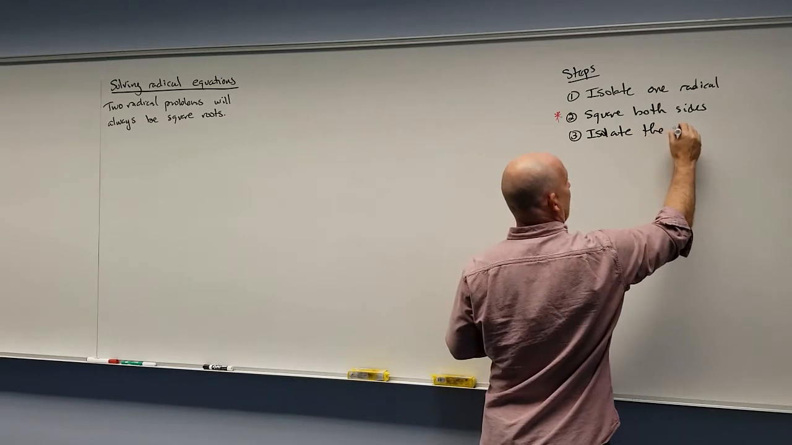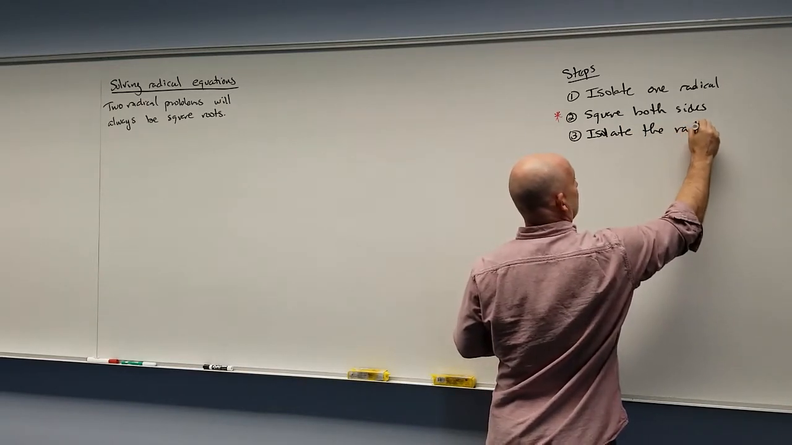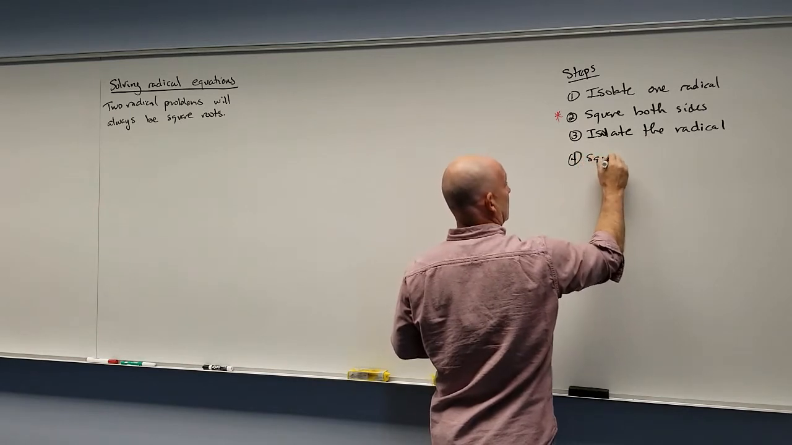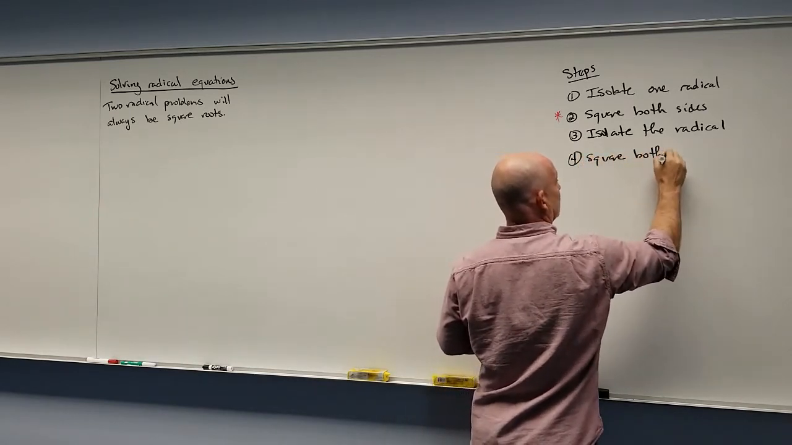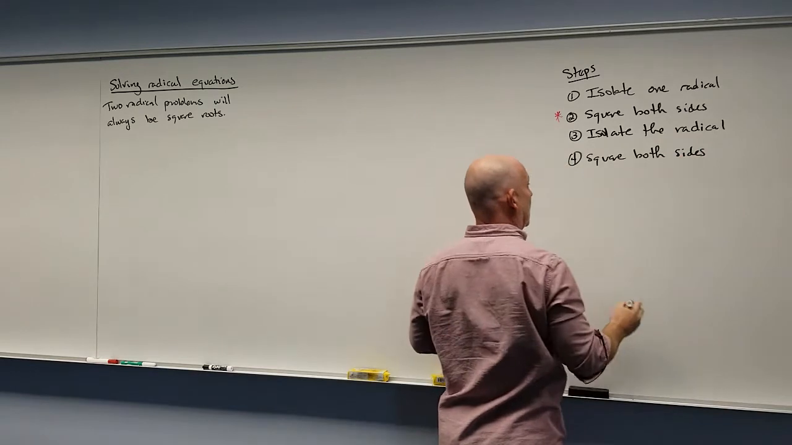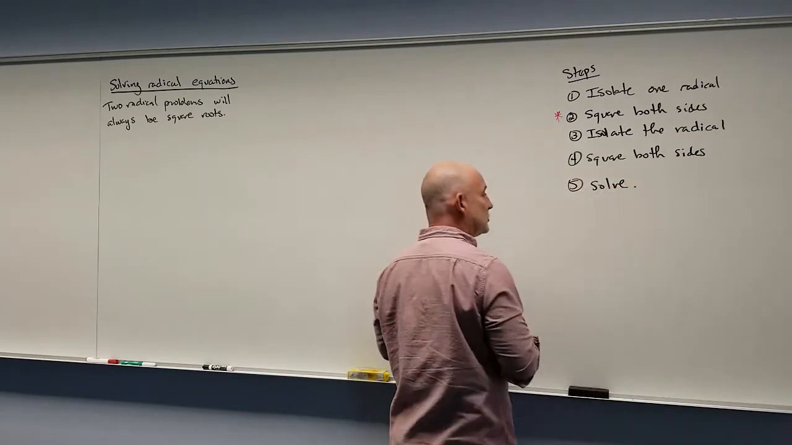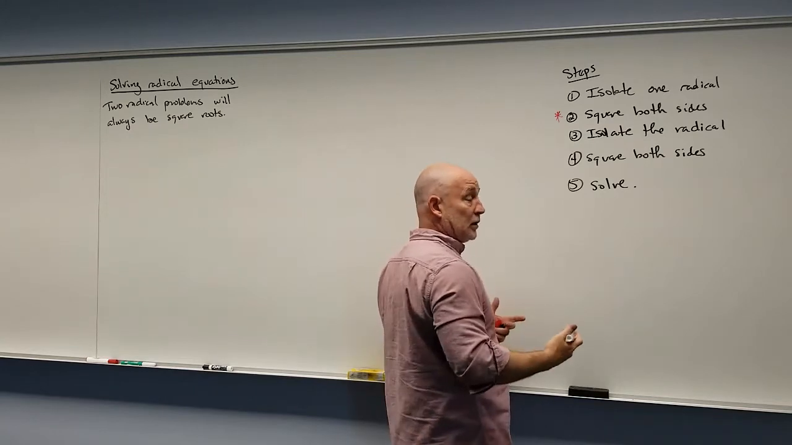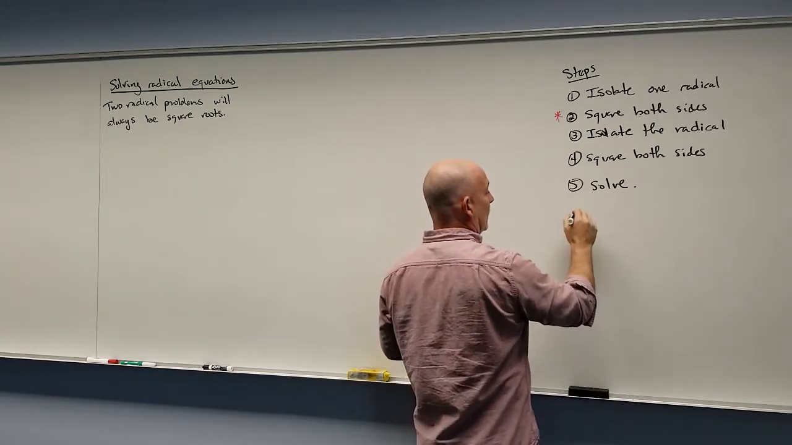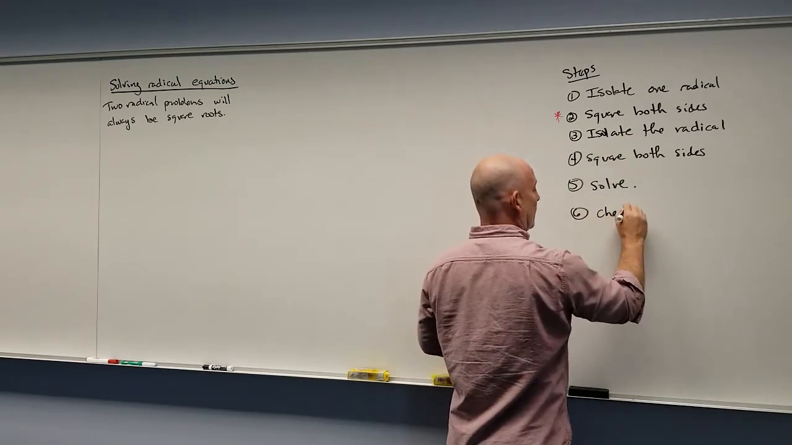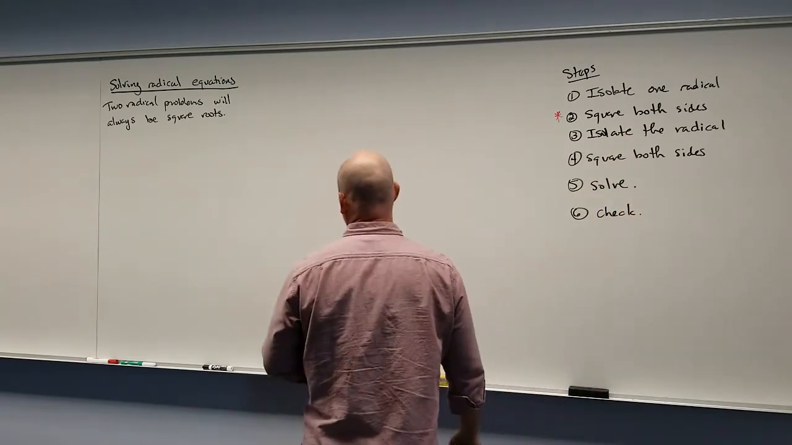Isolate the one radical left. Step four, square both sides again. That'll get rid of the last radical. That means we have a brand new type of problem, so you need to solve whatever's left over. Again, it could be linear, it could be a polynomial. Now, since these are always going to be square roots, we're going to have to always check these problems.